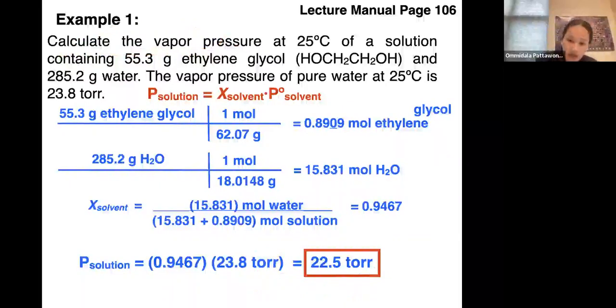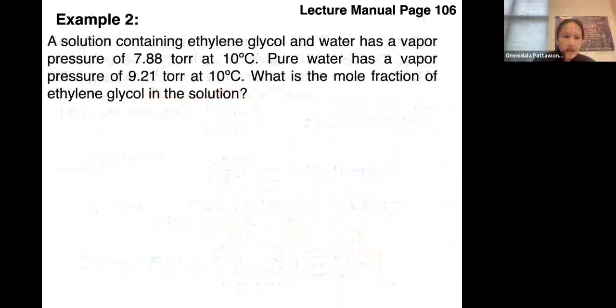One thing I would like to mention here is that this is the vapor pressure of the pure solvent, and this is the vapor pressure of the solution. As I mentioned earlier, when you have a solution, the solute lowers the vapor pressure of the solution. So it's going to be lower than the pure solvent, which is exactly what we expect. The vapor pressure here comes out lower than the vapor pressure of the pure solvent. So this is the colligative property. Now let's take a look at example 2.